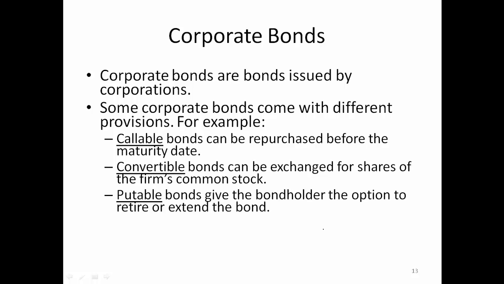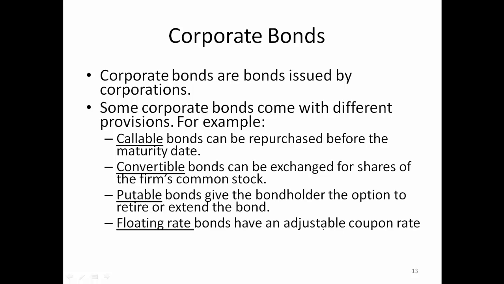Putable bonds give the bondholders the option to retire or extend the bond. Floating rate bonds have adjustable coupon interest rates.